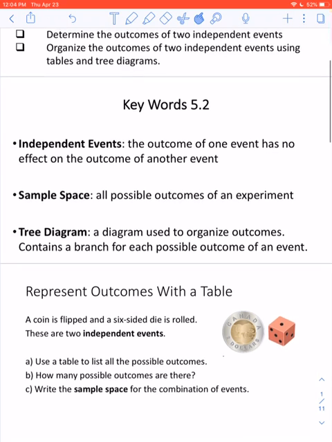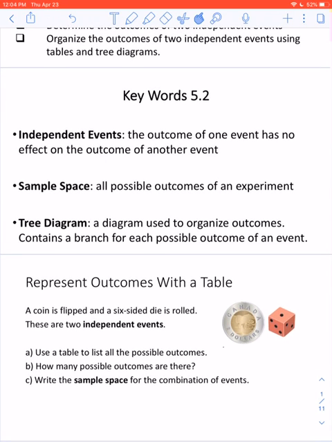All right. So representing outcomes with a table. Here's an example of a question very similar to what I just talked about. We have a coin that's flipped and a six-sided die is rolled. These are two what we call independent events. The reason that they're independent is because they're not related. When I flip this coin, it has no effect on me rolling this dice, on what number is going to come up. If I flip a heads, that doesn't mean I'm going to get a 6 when I roll the dice. Both are completely independent. I might get a heads and I might get a 4. I might get a tails and I might get a 2. So they're both completely independent. They're not reliant on each other.